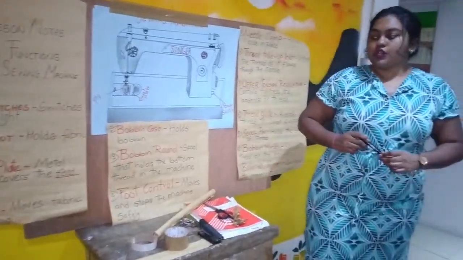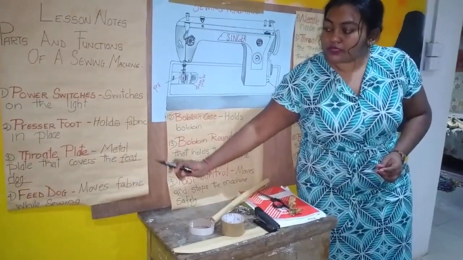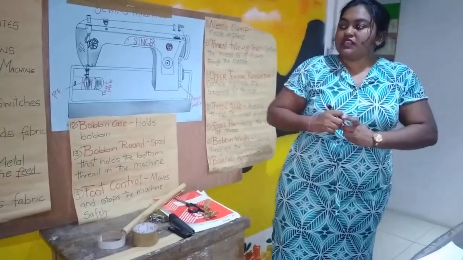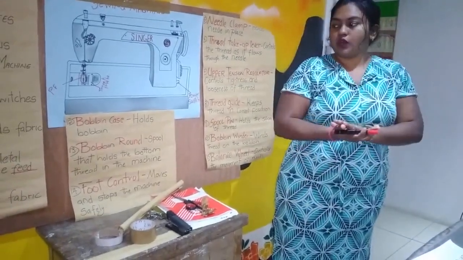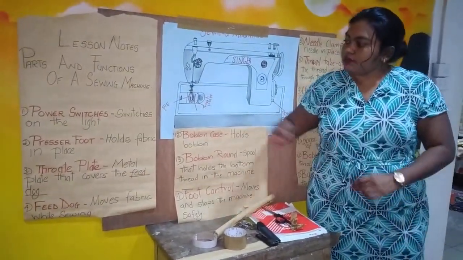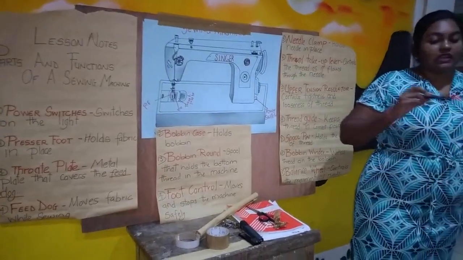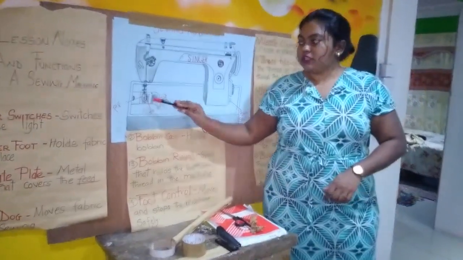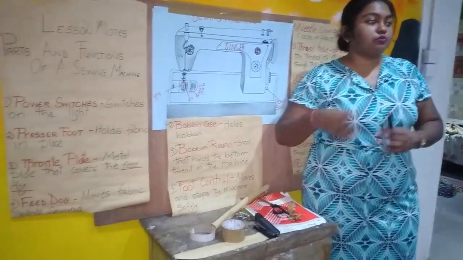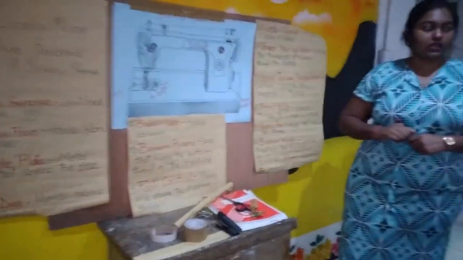Feed dog. Okay. So, feed dog, number four, simply means it moves the fabric. Feed dog's function is to move the fabric while being sewn. When the presser foot is being lowered, it holds the fabric in place, okay? The feed dog that is right down below here, this part moves the fabric. While you sew the garment or a material or a fabric, you don't pull it by yourself. The feed dog moves your fabric while it is being sewn. Understood? Yes, madam.